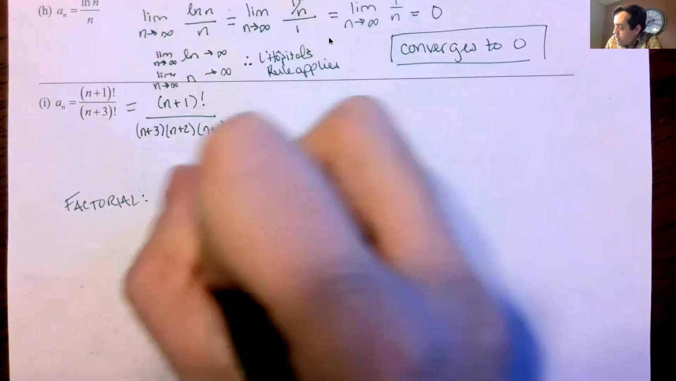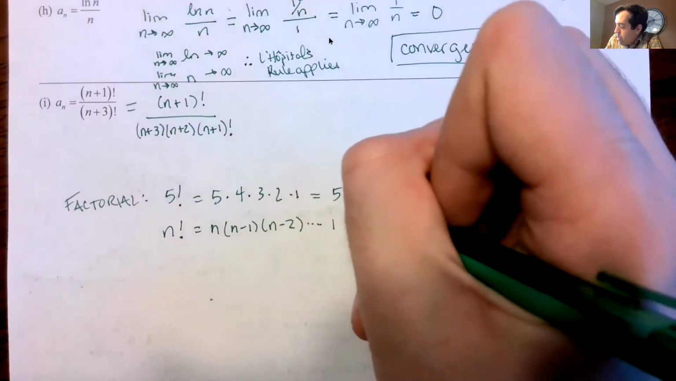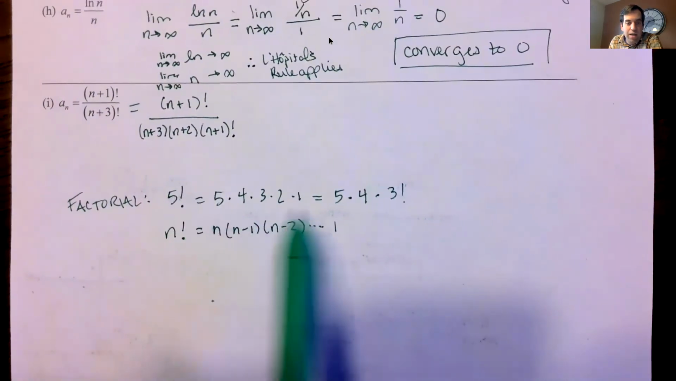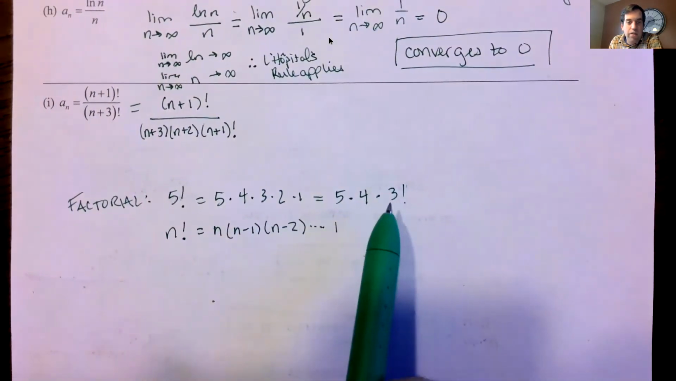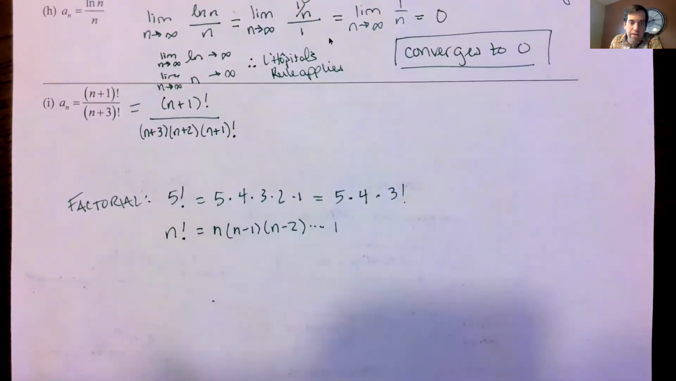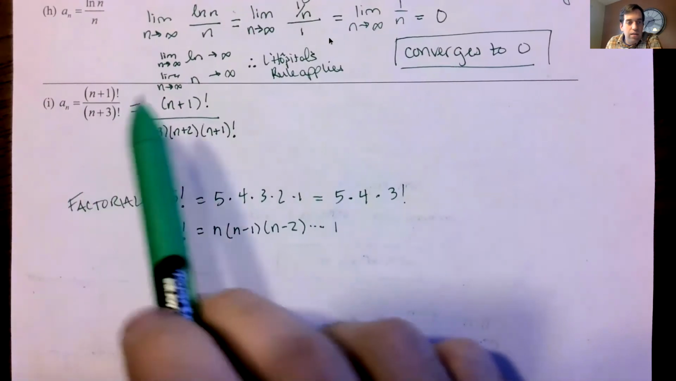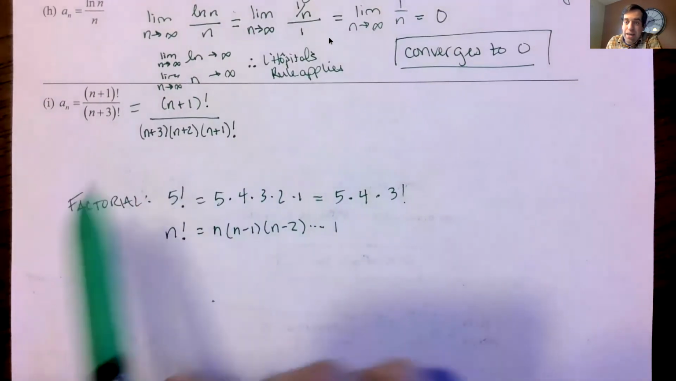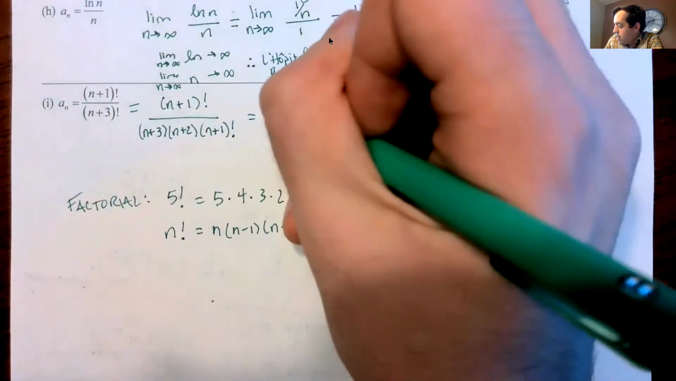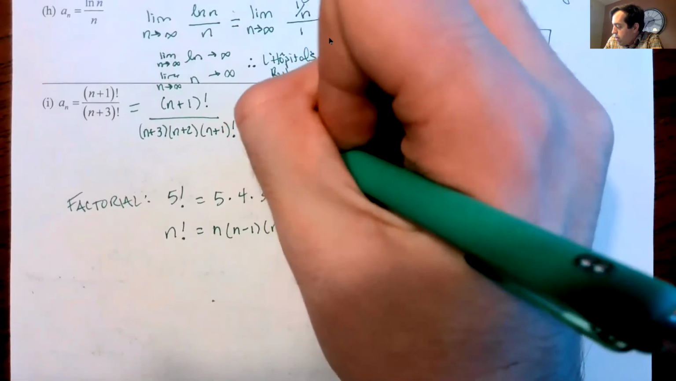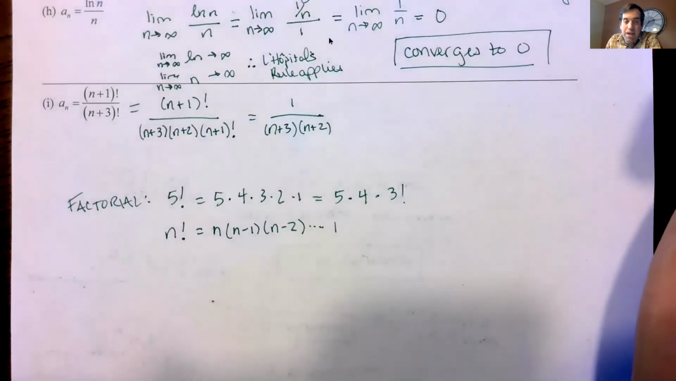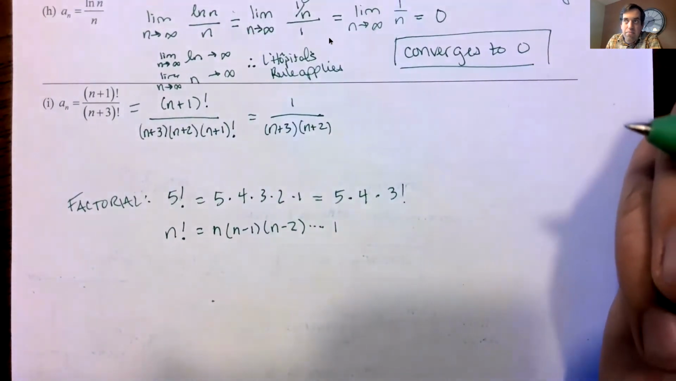It's almost like we took 5 factorial and wrote it as 5 times 4 times 3 factorial. That's still another way of writing the same thing, because now we have 5 times 4 times 3 times 2 times 1, which is the same as 5 factorial. The nice thing about this is that the n plus 1 factorials now can cancel out. So now we have 1 over n plus 3 times n plus 2. And that's going to be much nicer to find the limit of, right?